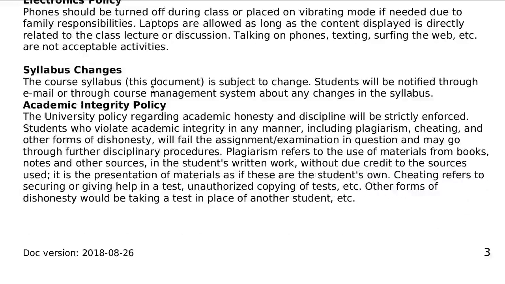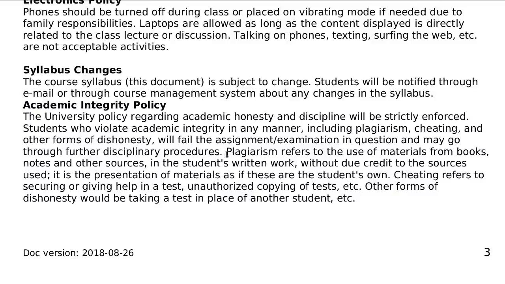The university does have a policy regarding academic honesty and discipline, and these will be strictly enforced in this course. Students who violate academic integrity in any manner, including plagiarism, cheating, or other forms of dishonesty, will fail that lab or assignment or quiz or exam, and may go through further disciplinary procedures. Unfortunately, this has happened. It's very rare, but we all hope it never happens.